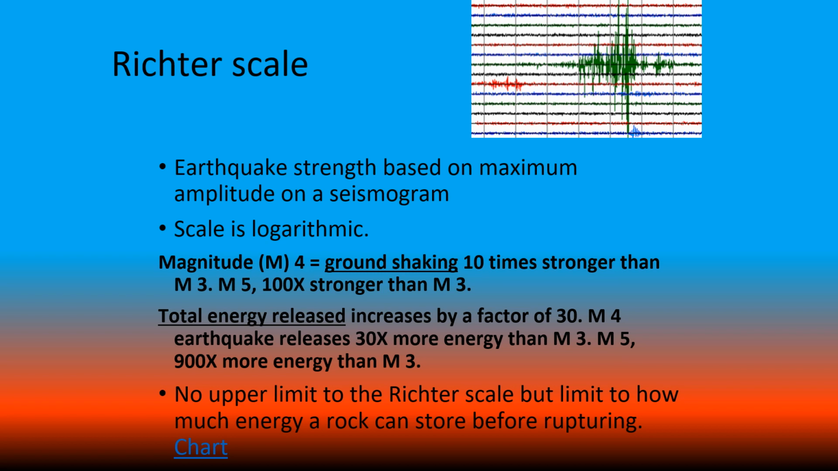So a 4 is 10 times stronger than a 3. A 3 is 10 times stronger than a 2. A 5 is 100 times stronger than a 3, and so on, right? So between a 4 and a 7, that'd be 1,000 times more. Hopefully that makes sense. And the total energy released increases by a factor of 30. So a magnitude 4 earthquake releases 30 times more energy than a magnitude 3. And this is energy released, so this isn't magnitude. Now notice a magnitude 5 releases 900 times more energy than a magnitude 3.